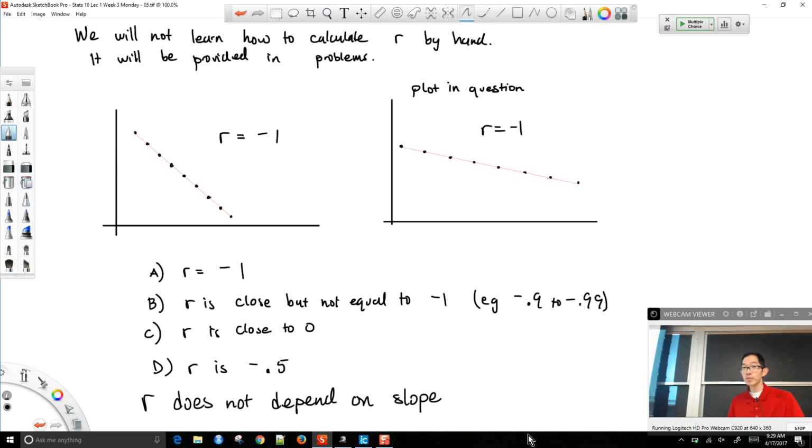Even though this line is much steeper and this one is more shallow, because R only talks about the direction and the strength, they are the same. We have a perfectly strong relationship, and it's in the negative direction. Therefore, R here is -1 in both of these cases.